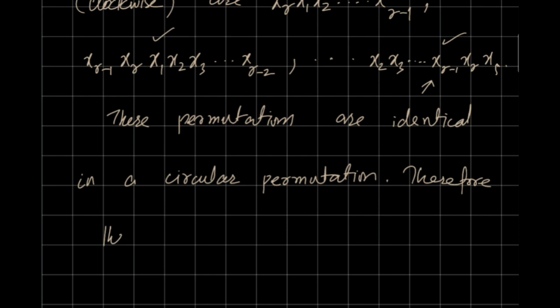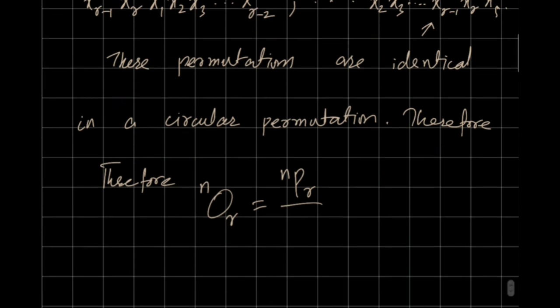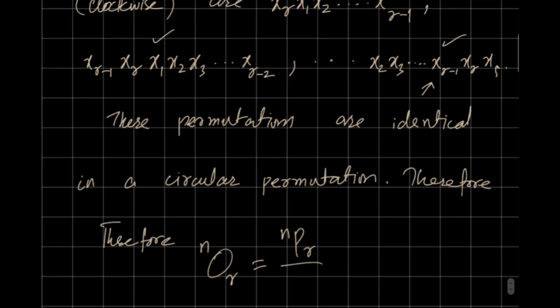So, therefore, the total number of permutations nqr is obtained by npr, but in our case, r permutations are identical in each case. In each case, r permutations are identical, so we have to divide the whole number of arrangements by r. This is the formula which we had to prove. So this is the formula for circular permutation.